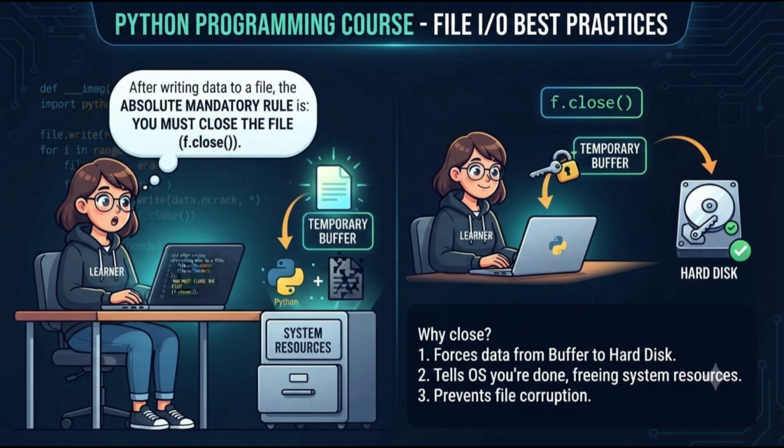After you finish writing data to a file, there is one absolutely mandatory rule you must always follow. You must close the file. We do this by typing f.close. Why is this so critical? When your program writes text, Python saves it in a temporary memory buffer first. Closing the file forces Python to save everything safely onto your hard disk. It also tells your operating system that your program is done using the file, freeing up system resources. If you forget to close it, your file can become corrupted, or other programs won't be able to access it. Always pair an open with a close.